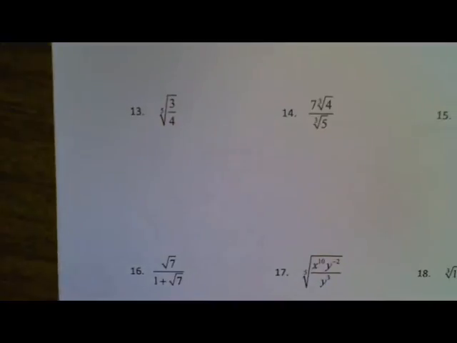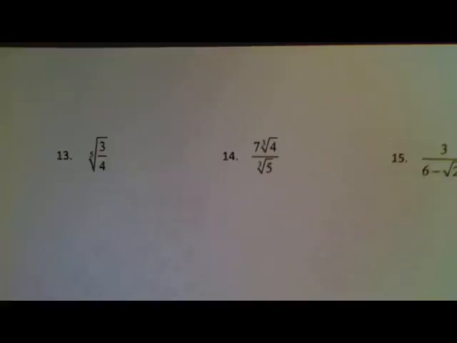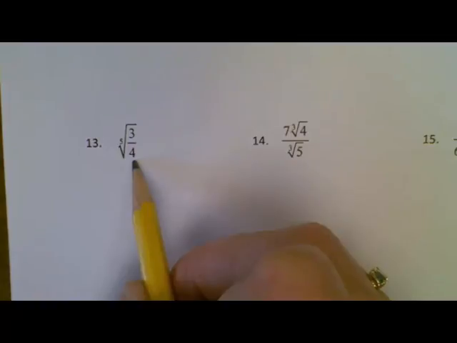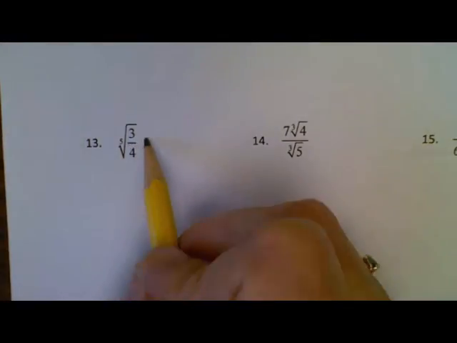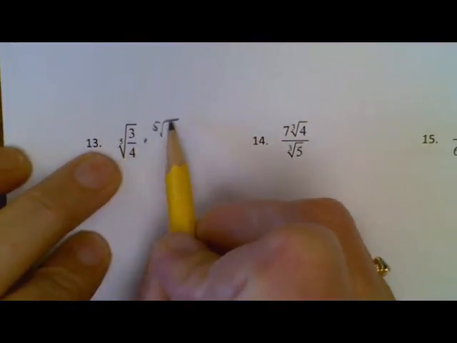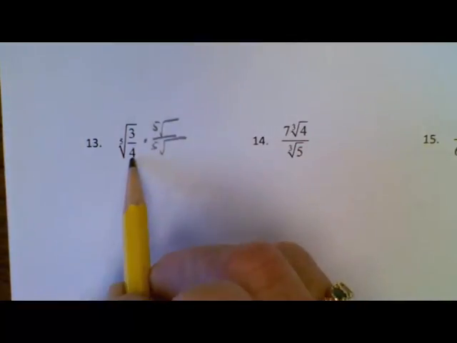Let's see what else we have. Number 13, 14, and actually 15 and 16 deal with rationalizing denominators. So when I look at this, I can't simplify 3 divided by 4, because that's what you should look for first. So once I realize I can't simplify that, I have to think of what can I multiply this by, because I have the 5th root of 4 in the denominator that is not a perfect 5th.